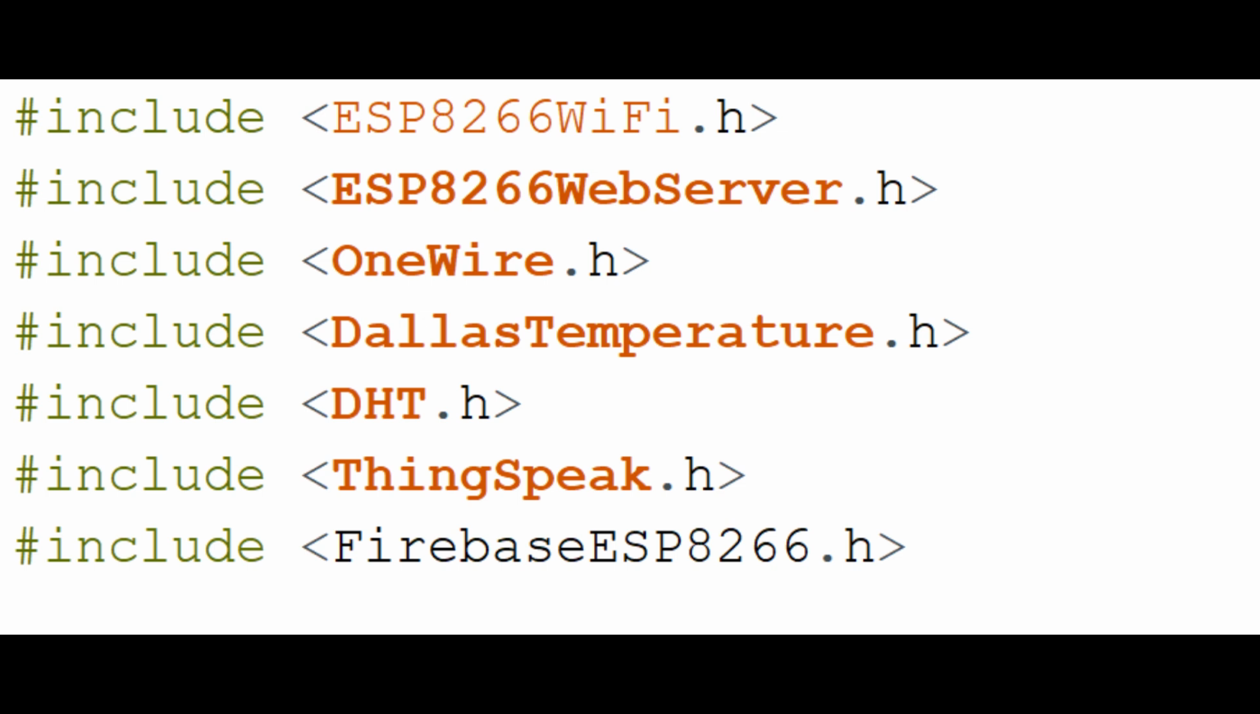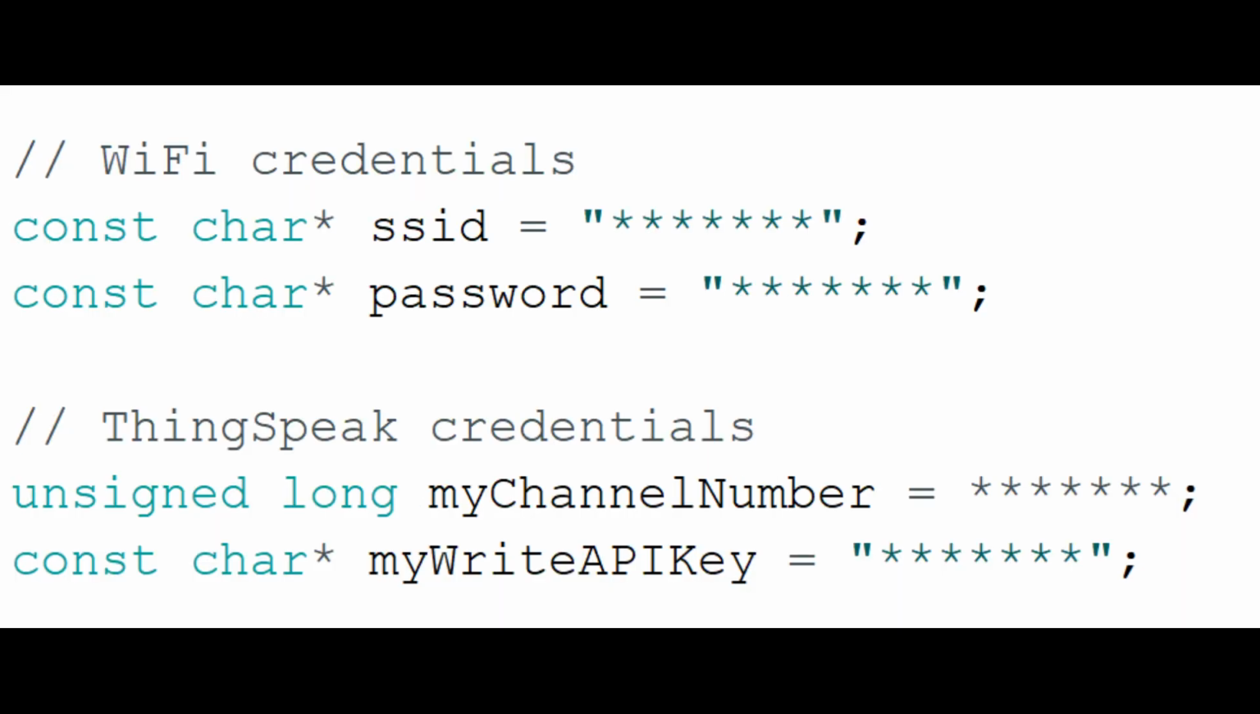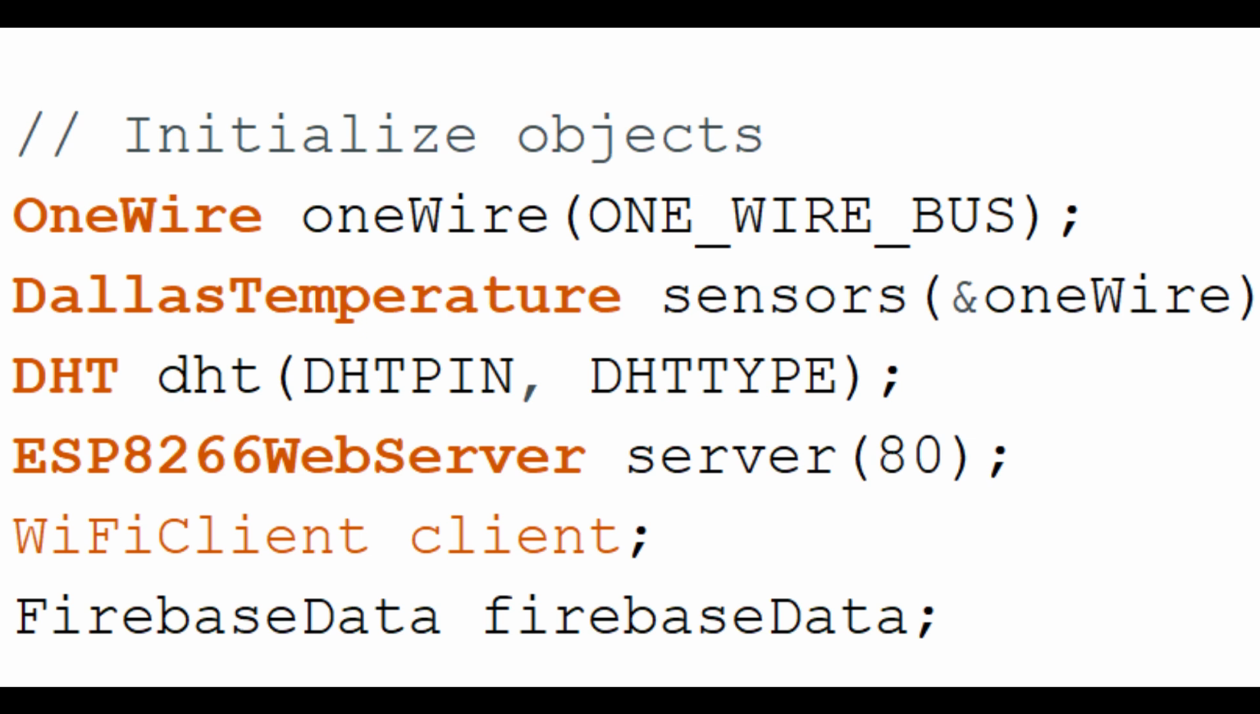We include libraries for Wi-Fi, a web server, temperature sensors, DS18B20 and DHT11, Thingspeak and Firebase integration. Next, we define the sensor pins and the Wi-Fi credentials. We also set up the Thingspeak and Firebase credentials. Here, we initialize the objects needed for our sensors and services.